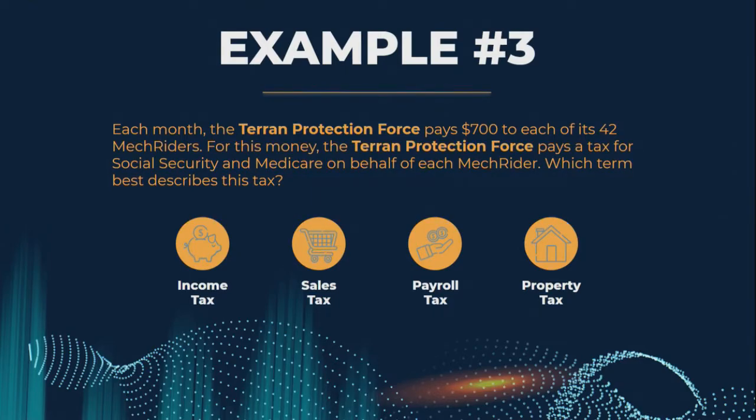All right, so the Terran Protection Force, our employer, pays a tax for us, and that goes to things like Social Security and Medicare to help others. All right, so it's coming from our employer, but they're taking it out of our paycheck. That's a payroll tax. And again, the secret, if you can make the connection, Social Security and Medicare are those two that oftentimes get mentioned when you talk about payroll tax.